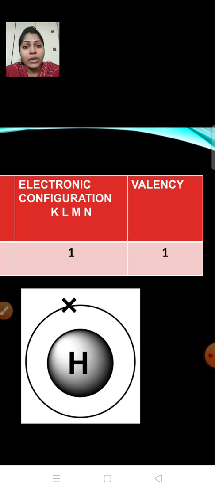Now hydrogen has only one electron. So what will it do? Hydrogen will share one electron. So by sharing one electron, it will get one more electron. So it means it will have 2 electrons in its outermost orbit and it will achieve stability. Okay, so the valency of hydrogen is 1. Hydrogen atom will share one electron and achieve stability.